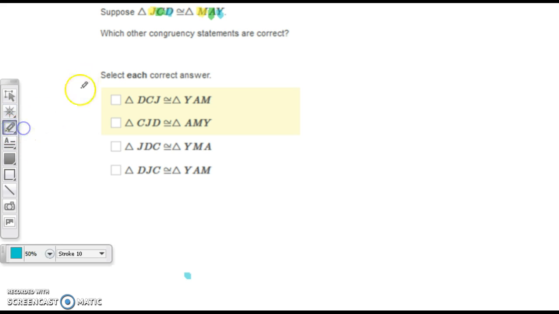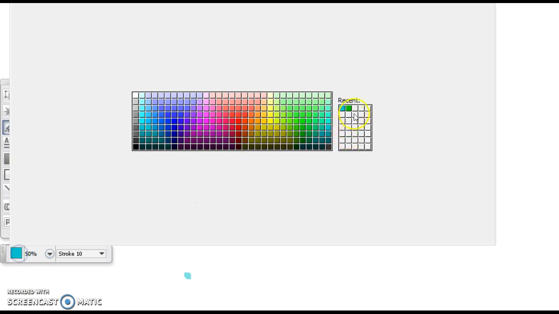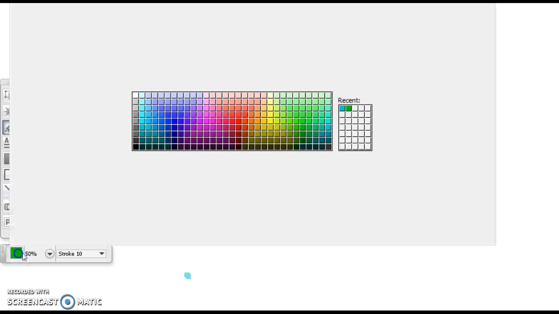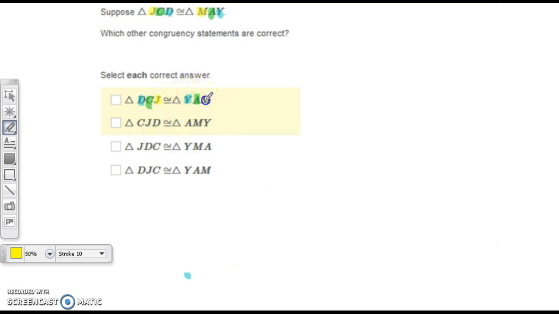So let's check out this first one. It starts off with D and Y. Remember, D and Y were supposed to go together, so that's good. And then it goes to C corresponds to A, and C and A were both green, that's good. And then, of course, the last ones have to correspond, J and M. So that one does work.